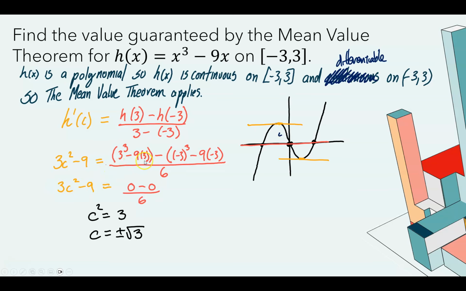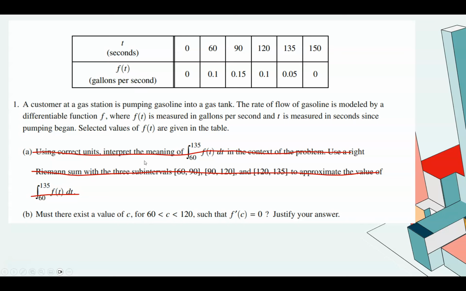All right, one last example, which we're not really going to do. I forget, I think it's 2022, maybe 23. So the first problem is a calculator problem, gives you a table of values. And I've crossed off part A because I don't want to think about it. A customer at a gas station is pumping gasoline into a tank. The rate of flow of gasoline is modeled by a differentiable function f, where f of t is measured in gallons per second, and t is measured in seconds since pumping began. Selected values of f of t are given in the table. Okay, so there we go.